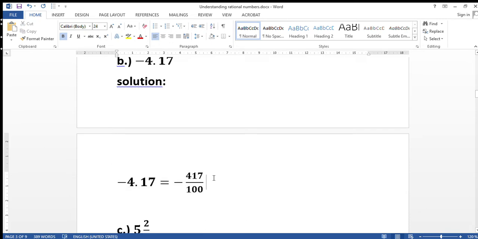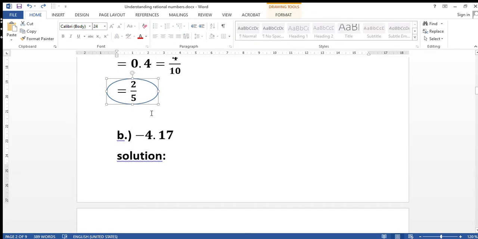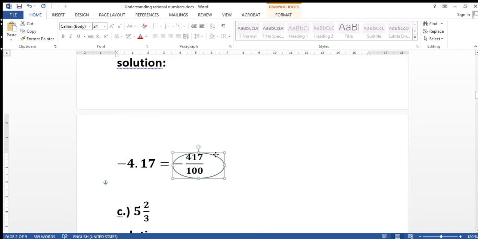Okay, then what do you think for this? Can we reduce it to the lowest term? The answer is no. So we'll just take it as the final answer. And voila.